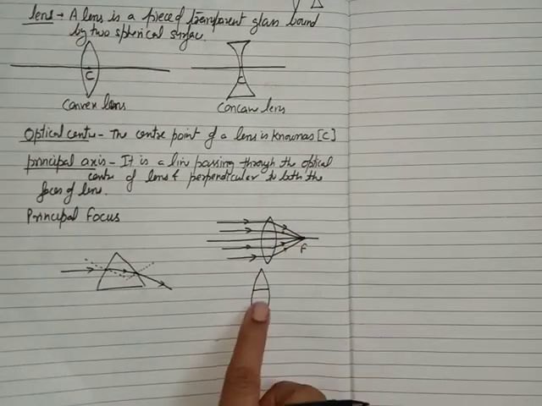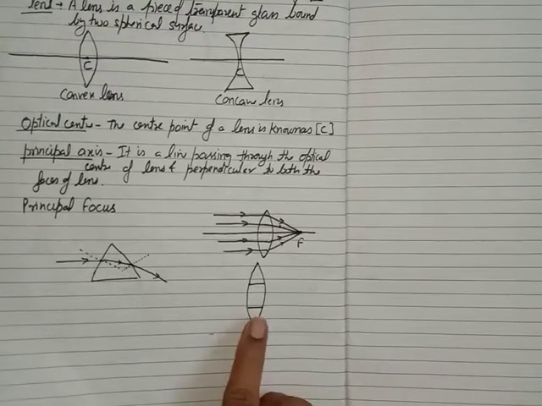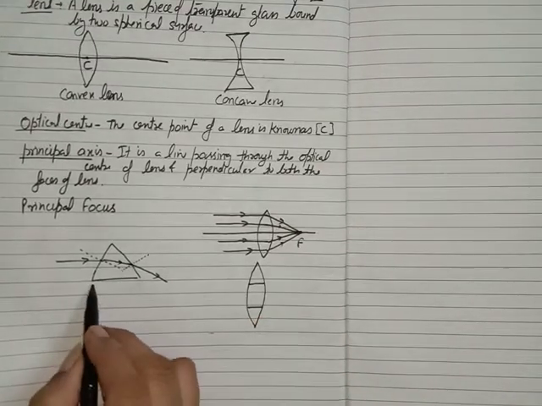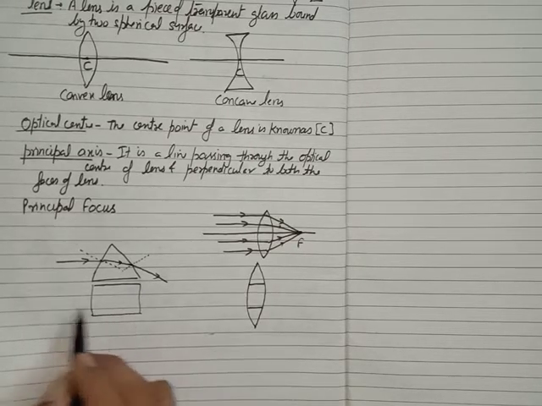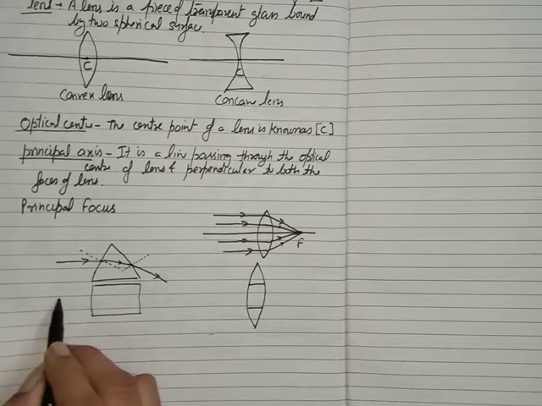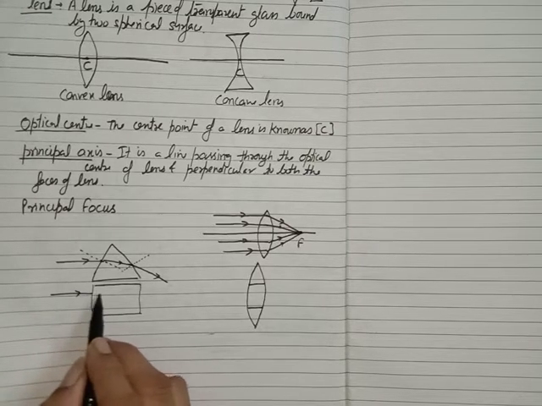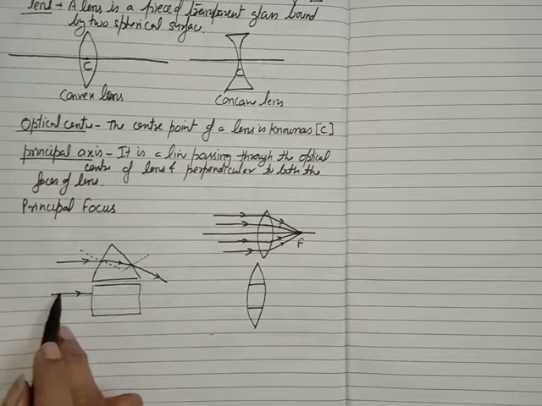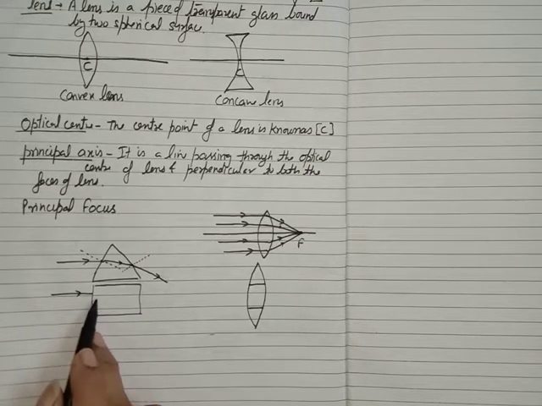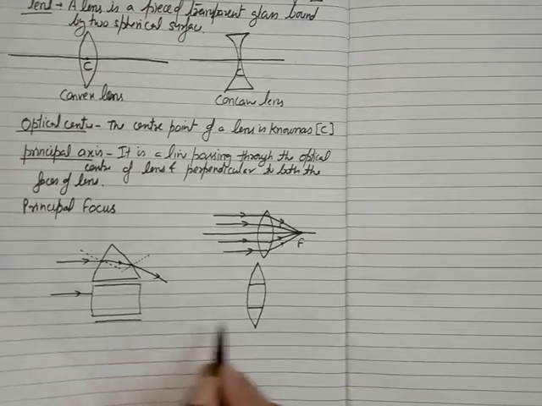And what about this middle portion? This middle portion works like a glass slab. Let us know about the glass slab. If the light is coming normally, it will pass straight, or if it is coming at a certain angle, it will be laterally displaced.